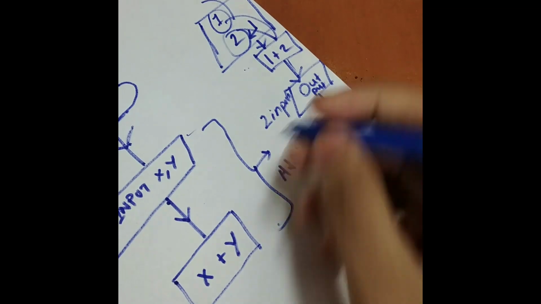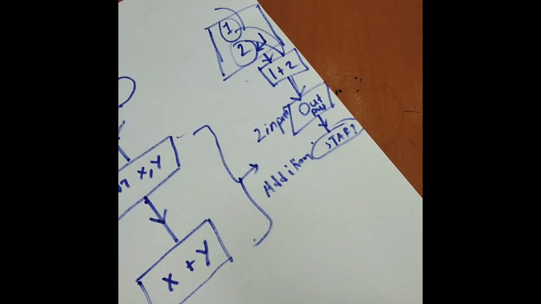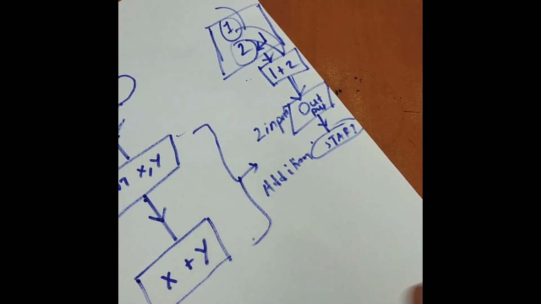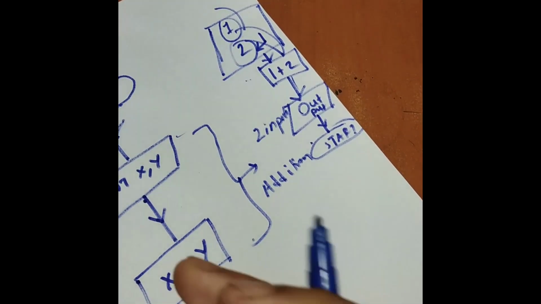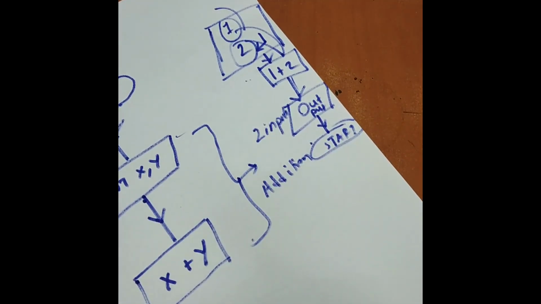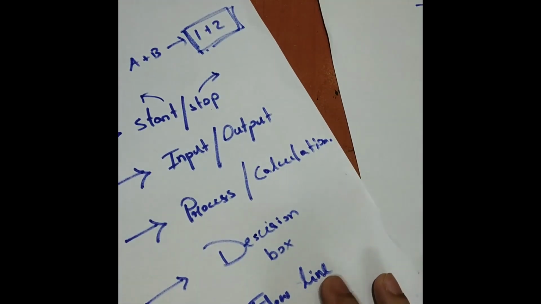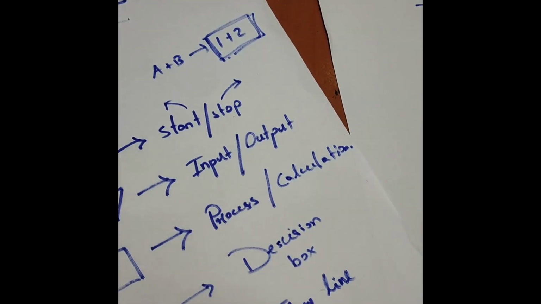So how should the serve be done? The serve should be done like the addition of two numbers is this. Like the computer will show us what is the result after adding two numbers. So as we saw here, the output box is also a parallelogram.